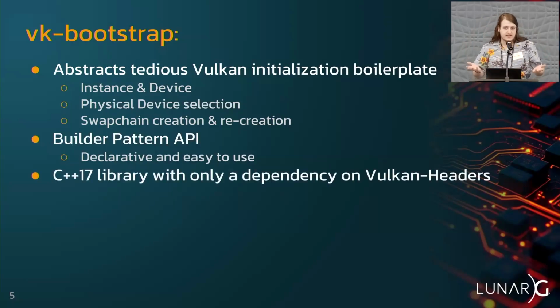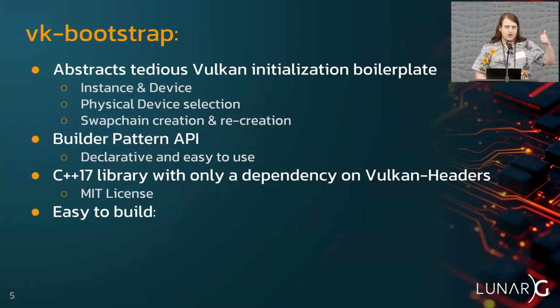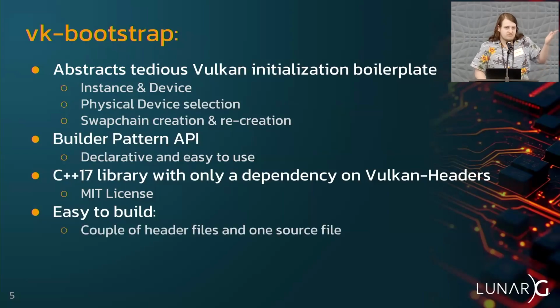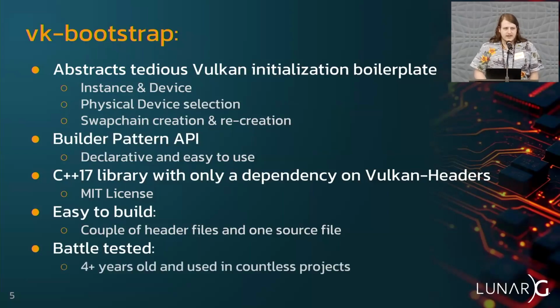It's C++17, with very minimal dependencies. It needs Vulkan headers, as it turns out, because it's a Vulkan library. But beyond that, it's MIT license and very minimal in that regard. It's easy to build. We're one source file, 2 or 3 header files at this point. So just slap that in your build system. And it's now battle tested, as I guess I could say, because it's 4 years old and used in a lot of projects. I know vkguide.dev uses it as its, hey, let's get Vulkan started, but we don't actually want to deal with all the futzing around with boilerplate, so we'll just use this library.